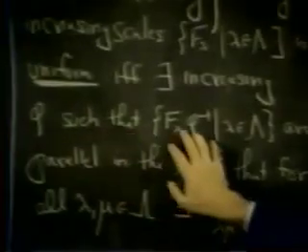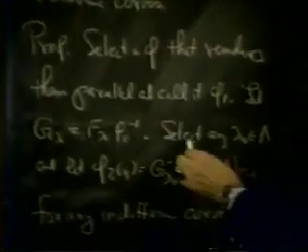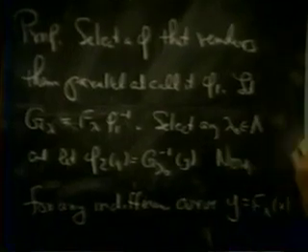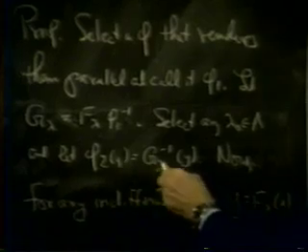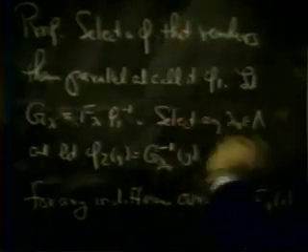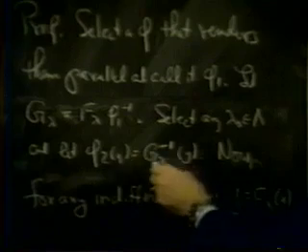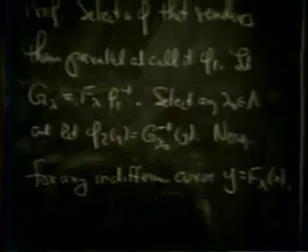Select one of the phis. There may be several phis that will do this job. Select one of them and call it phi 1, and define the family G lambda to be f lambda phi 1 inverse. Select any lambda 0, and we'll just hold that fixed, and define phi 2 of y to be G lambda 0 inverse. They're strictly increasing functions, so their inverses exist. You take G lambda 0 inverse of y and call that phi 2 of y.